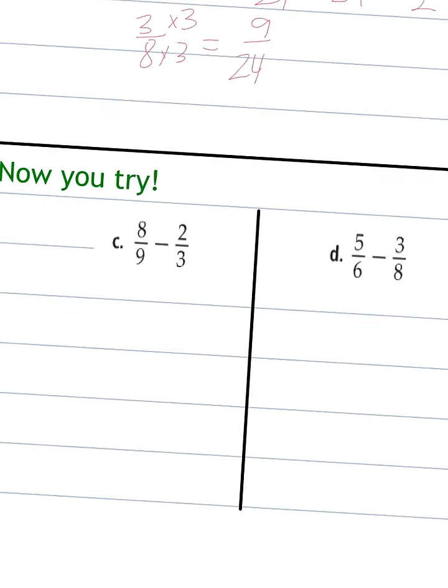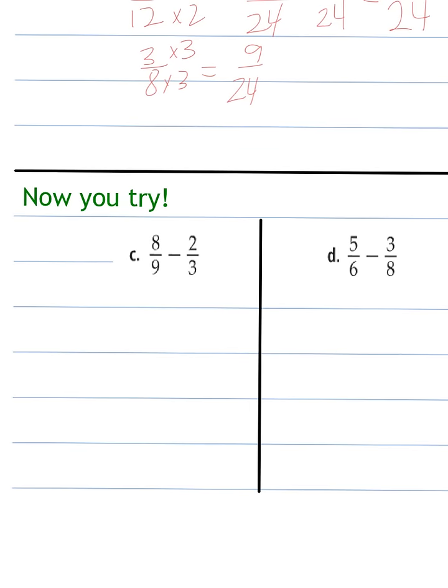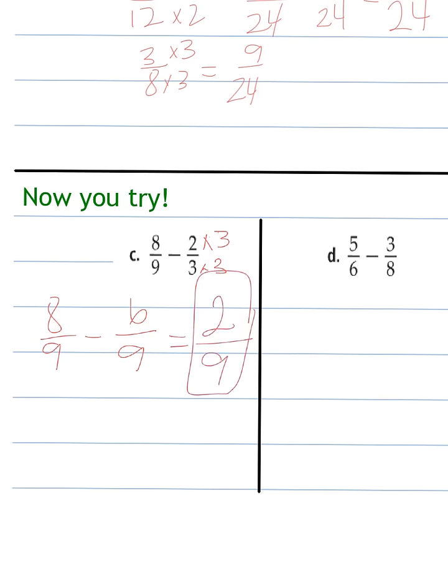Here are some for you to try, and then come back and check your answer. 8/9 minus 2/3. Well, we can get a common denominator of 9. So times the numerator and denominator by 3. So we have 8/9 minus 6/9. 8 minus 6 equals 2, and the denominator stays the same. So our final answer is 2/9.